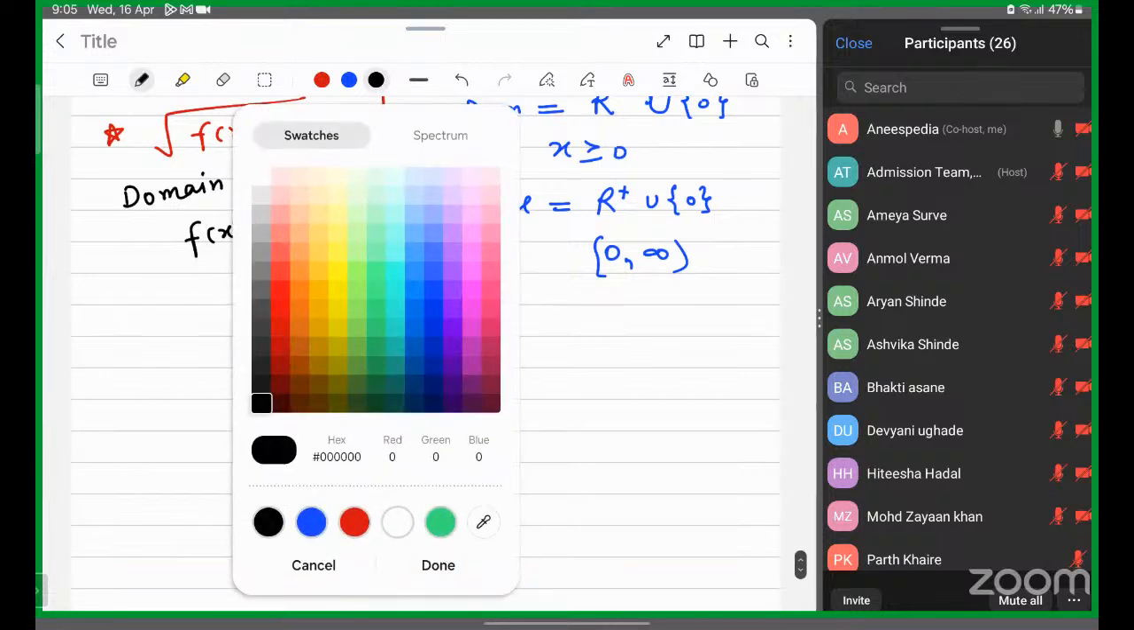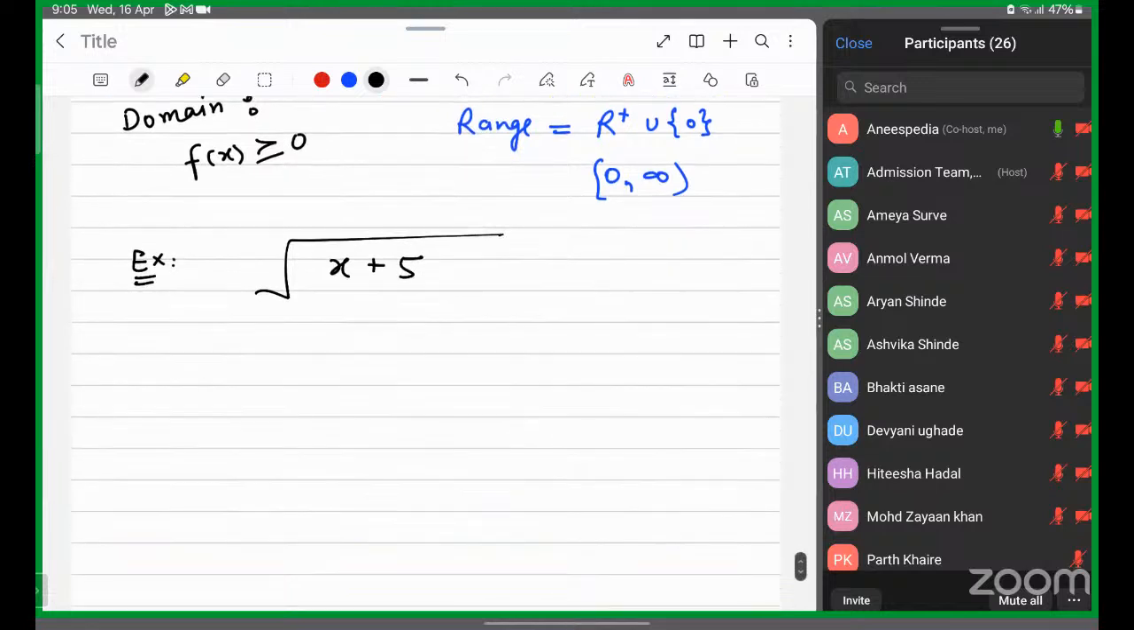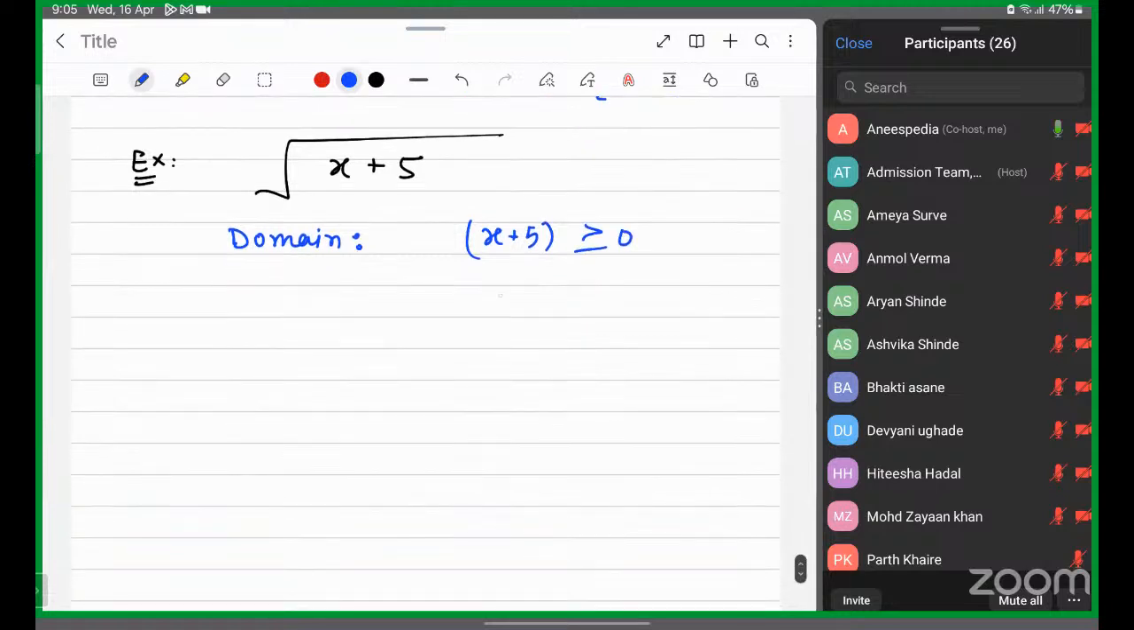For example, if I have square root of x plus 5, what will be its domain? According to definition, x plus 5 expression has to be greater than equals to 0. So x has to be greater than equals to minus 5, which means its domain will be from minus 5 to infinity, including minus 5. Are you getting it?